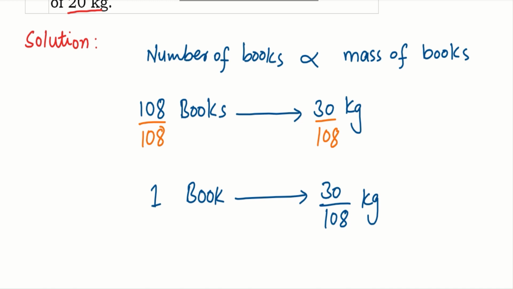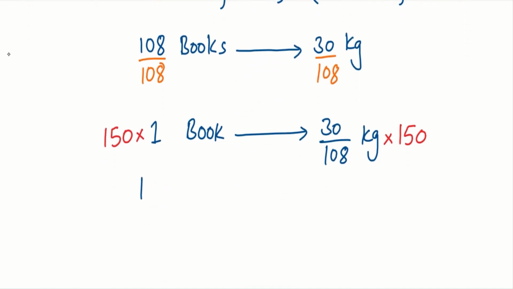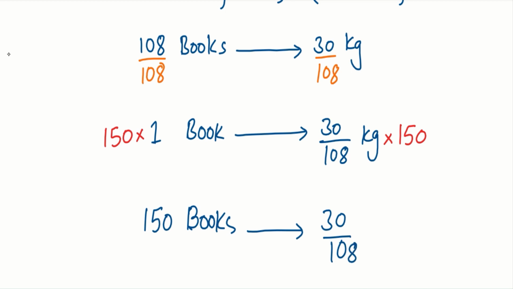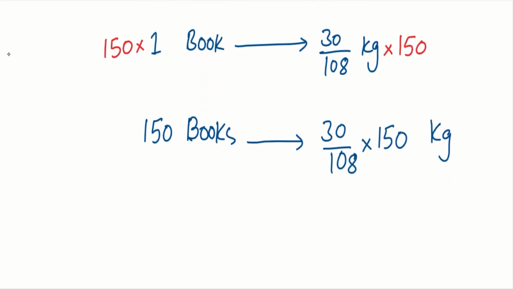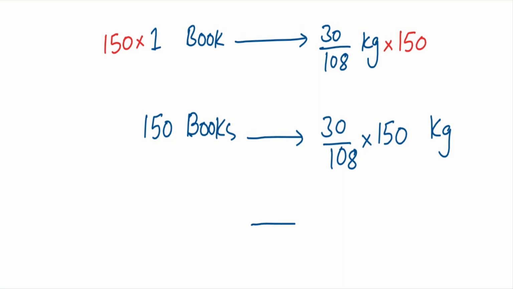So now we want 150 such books. So what do we do here? Multiply both sides by 150. By multiplying with 150, left side becomes 150. Okay. So 150 times 1 is equal to 150. So 150 books have a mass of 30 divided by 108 and multiplied by 150. You can switch this number with this unit. So 30 divided by 108 multiplied by 150.